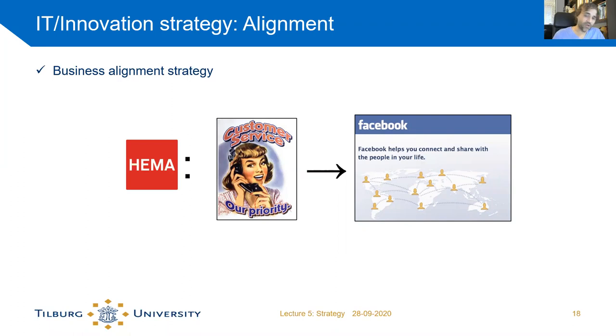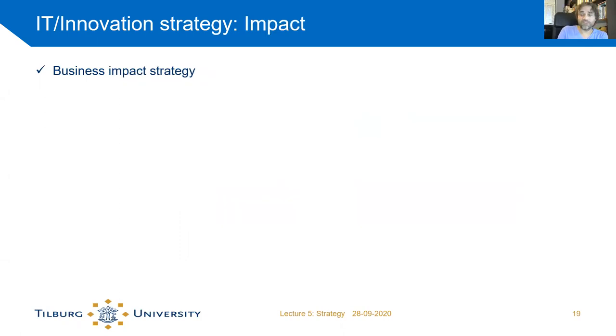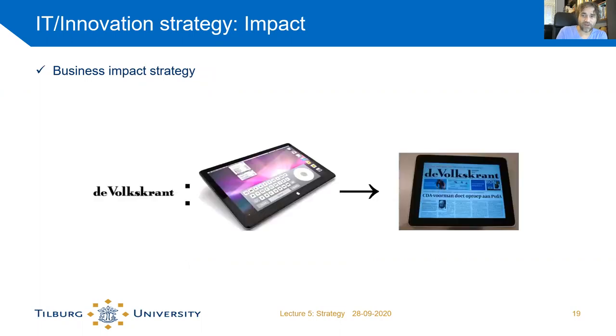So this is alignment. So HEMA has a strategy. They want to increase customer satisfaction. And in order to do so, they look around and they say, okay, we can use this innovation. Facebook is not really an innovation anymore. We can use this technology in order to reach those objectives and successfully fulfill our strategy. So that's alignment. But sometimes you have something which is called business impact strategy. And that means that there is an innovation or a technology that forces you to switch strategy as an organization.